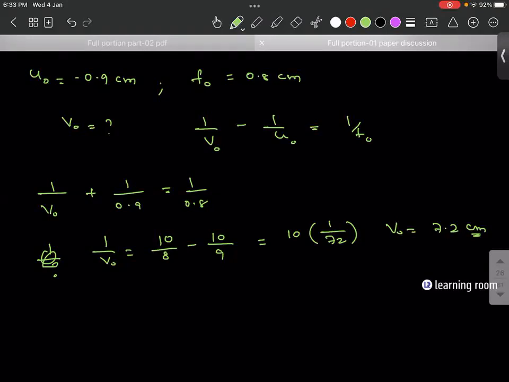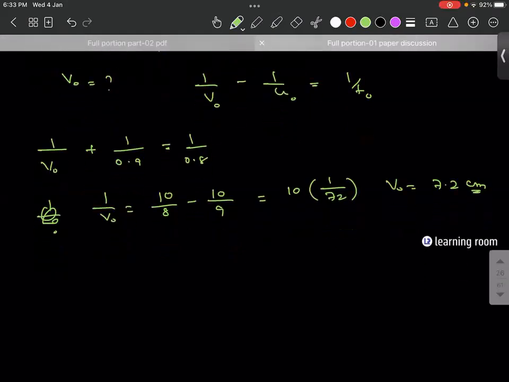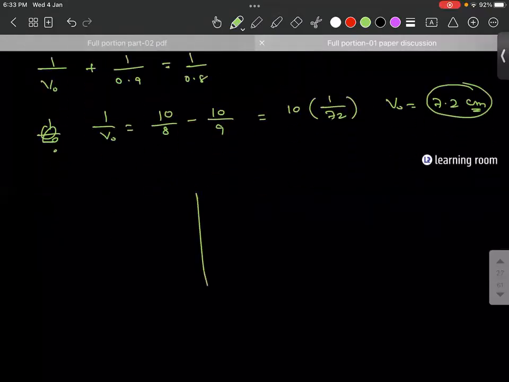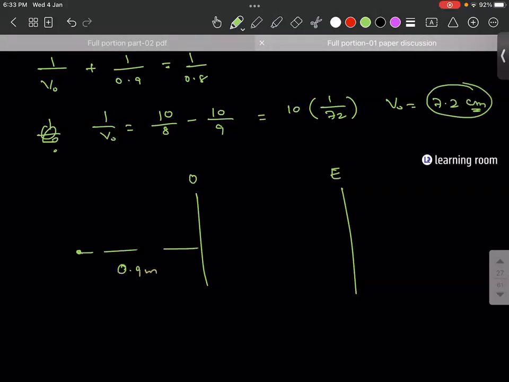So V naught is 7.2 centimeters. Now, this V naught is with respect to whom? If I draw a line diagram like this, this is the objective, this is going to be the eyepiece. Here the object is placed at 0.9 millimeter. The image is formed at a distance of 7.2 centimeters. Forget the scale, not drawn exactly to scale.